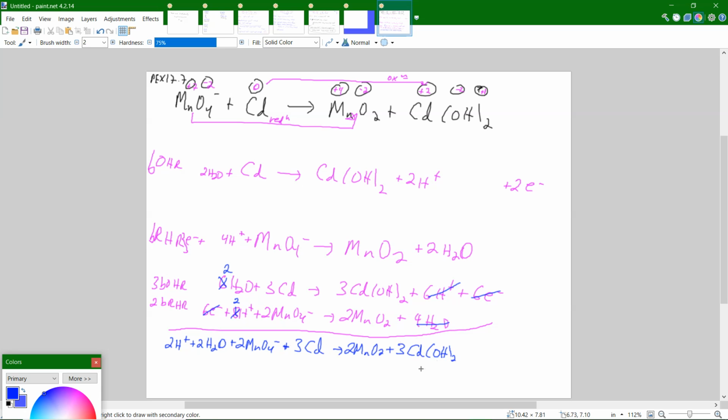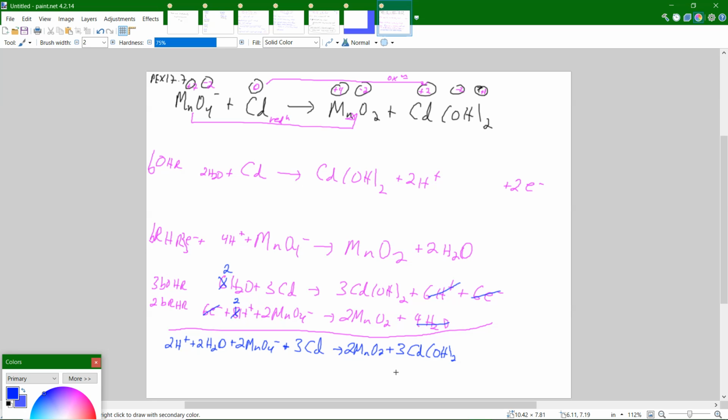I think that's it. Let's see. Let's look at charge first. Charge looks good. Now look at symbols. 2 manganese, 3 cadmiums, 3 cadmiums. 2 and 8 is 10 oxygens. 4 and 6 is 10 oxygens. 6 of each on those sides.